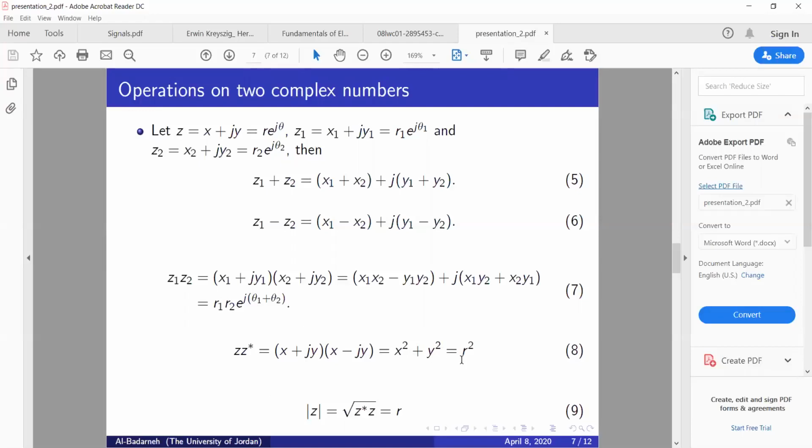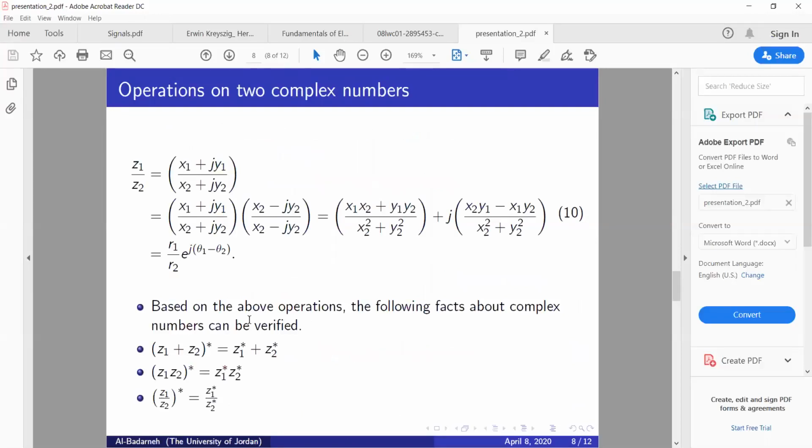Now, look at this one here. We have z times z conjugate is equivalent to r squared. So r, which is the magnitude of z, of course, should be equivalent to the square root of z conjugate z, or z z conjugate, which is the same.